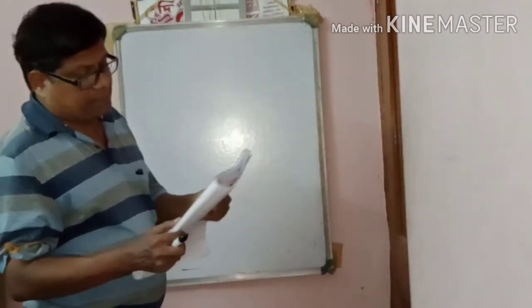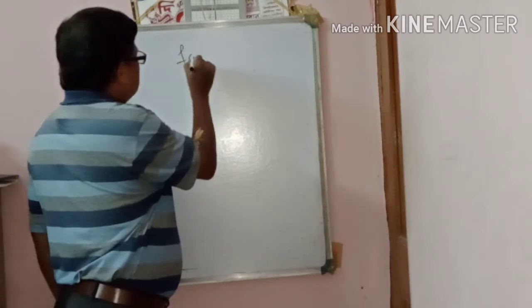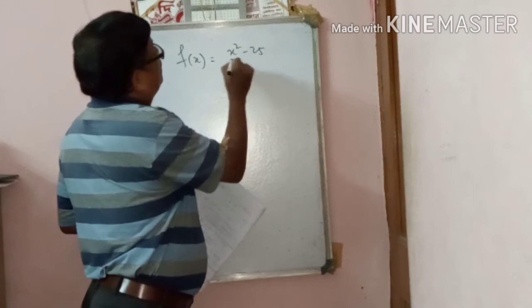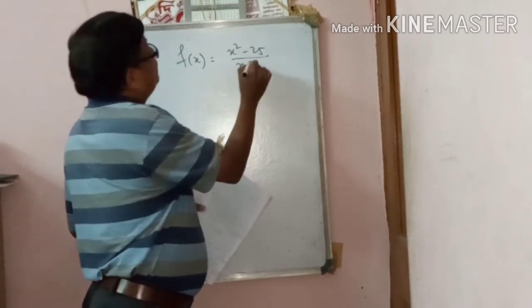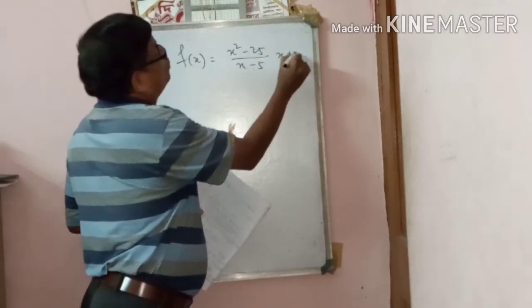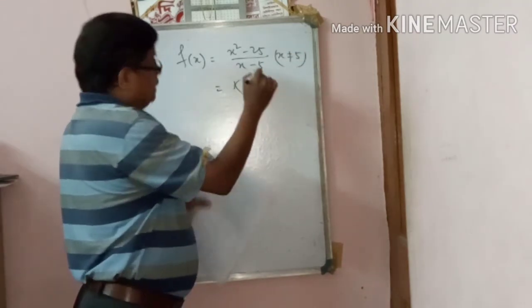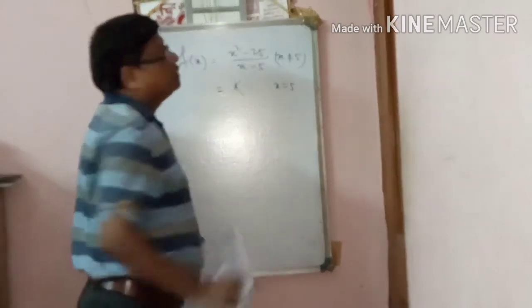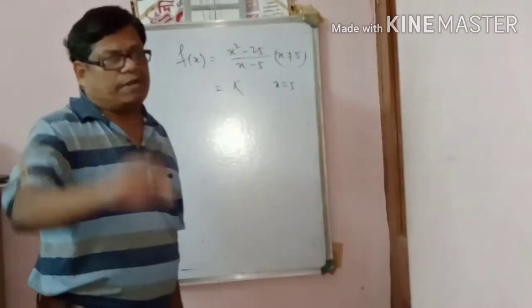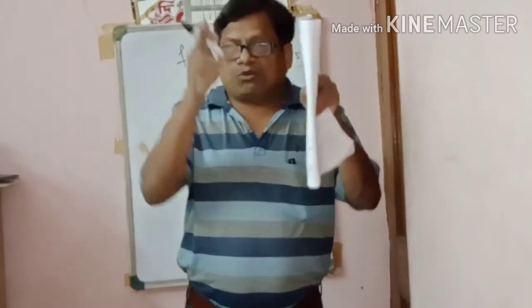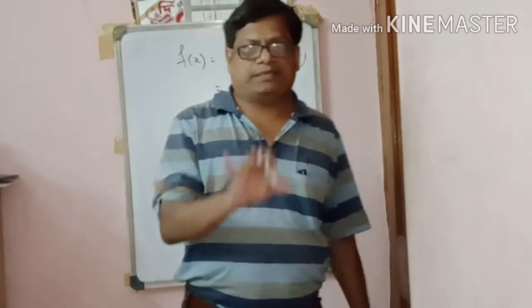Next, suppose f of x equals (x square minus 25) by (x minus 5), where x is not equal to 5, and equals constant k where x equals 5. Then if the function is continuous at x equal to 5, what is the value of k?